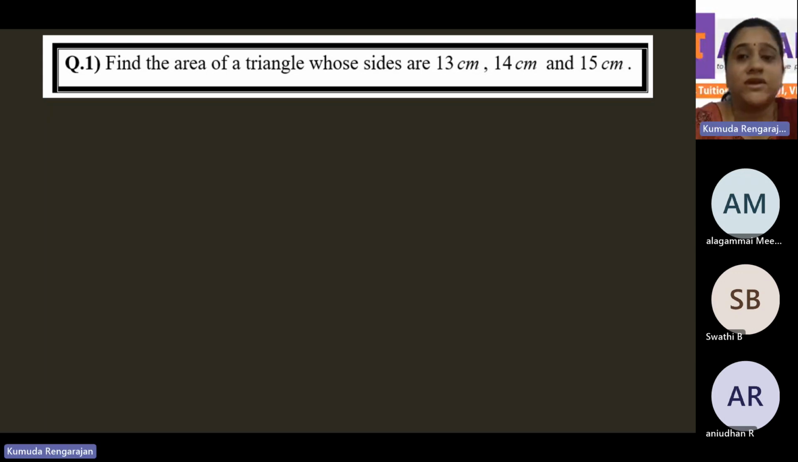How do we find the area of a triangle when only the sides are known? Because we only know this formula. Area of a triangle is equal to half base into height. Half into base into height, meaning you need to know the base and the corresponding altitude. Half into base into corresponding altitude. There's no mention about altitude at all here. Only the three sides are given to you. So this is what we'll be seeing in this chapter.